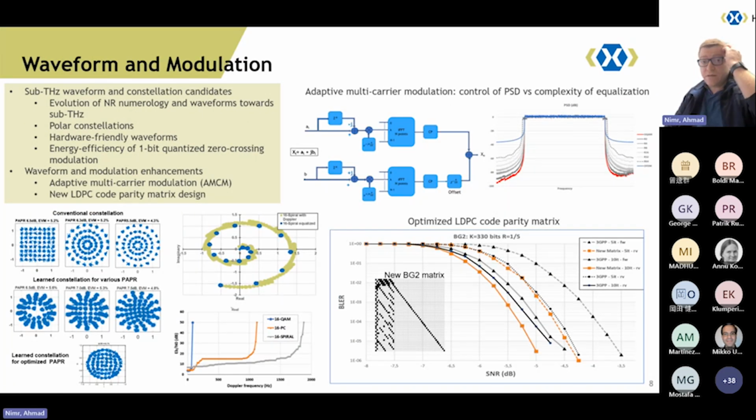In relation to waveforms and modulation, here were some studies related to sub-terahertz and to tackle mainly the hardware constraints. So some focus on learned constellation, others on polar constellation. Then there was a proposal for waveform improvement based on the extension of OFDM, and there is a proposal on a general form of multicarrier called adaptive multicarrier modulation. So that could be tuned to reproduce different types of linear waveforms.